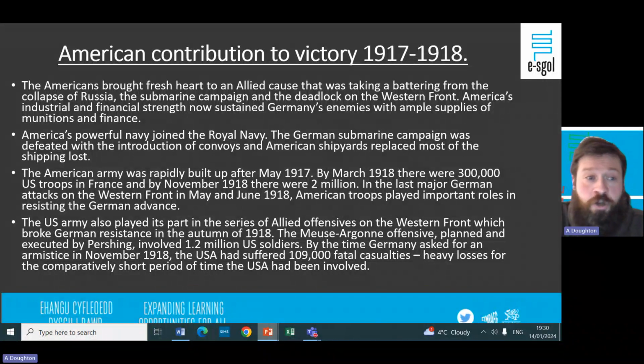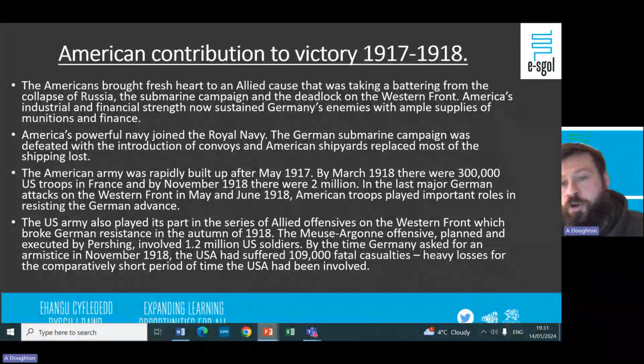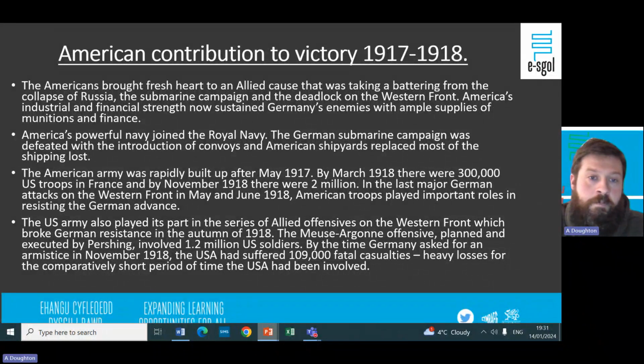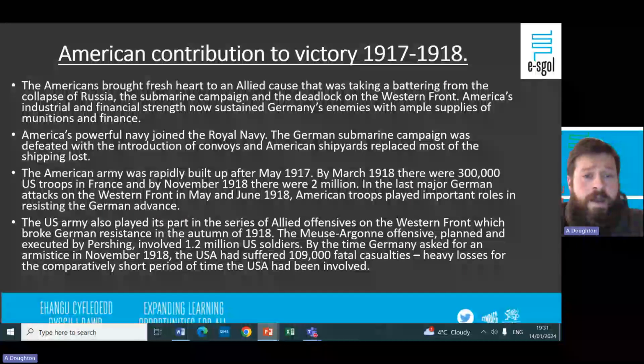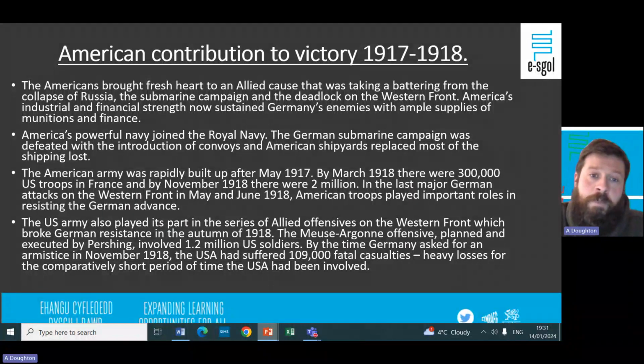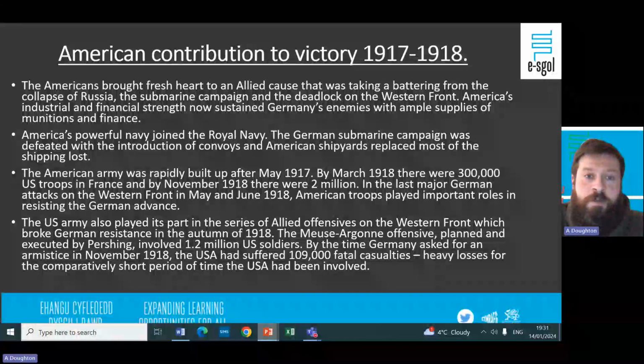So in the last major German attacks on the Western Front, American troops played a vital role. After Russia dropped out, it was basically a race to Paris, with the Americans trying to arrive in Europe and the Germans coming from the Russian front back to France. America was crucial in this war, not just in manpower but also economically, as you can see from the rate at which they produced ships.